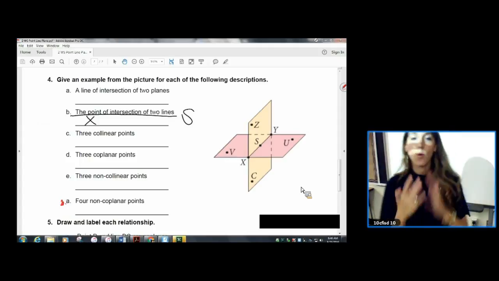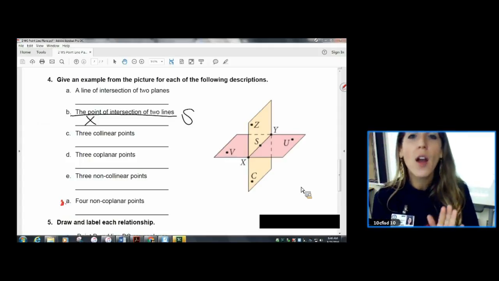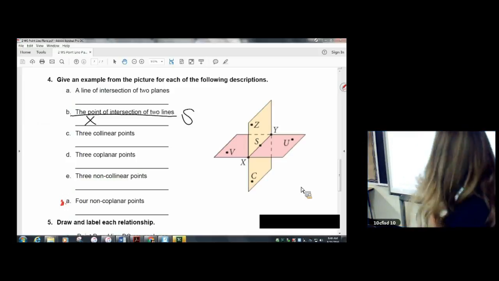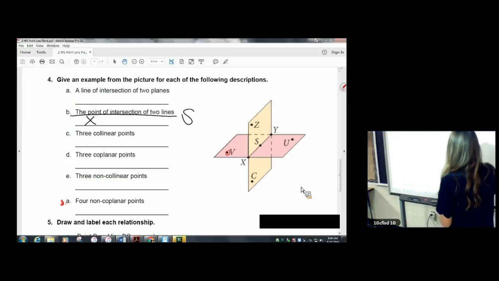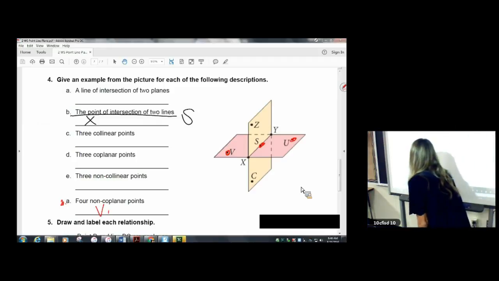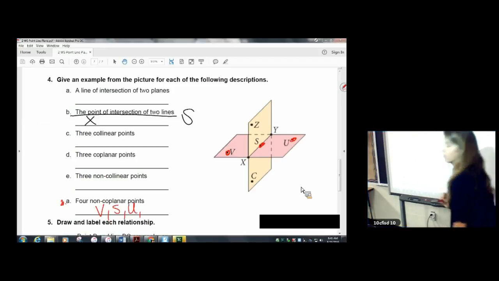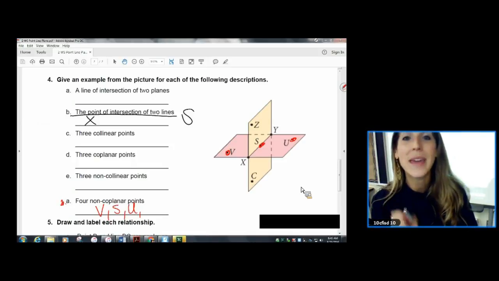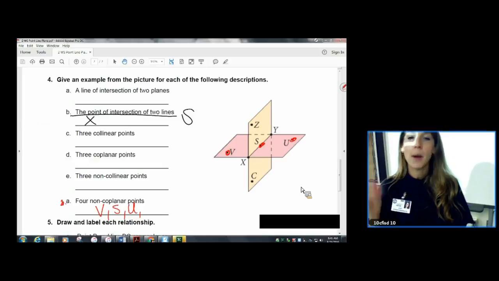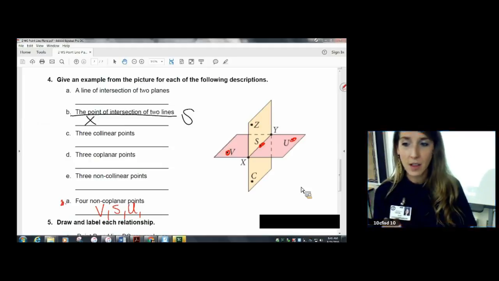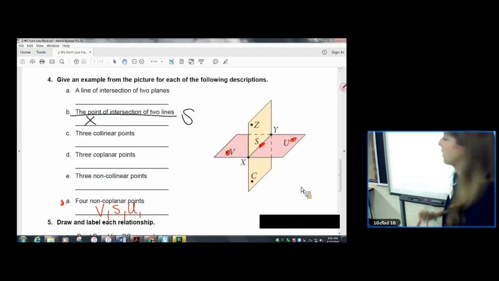So I want 4 points, and I want to make sure not all 4 are in the same plane. So there's kind of a strategy to this. I'm going to pick 3 points in the same plane. V, S, U. V, S, and U have something in common. They are all in the pink plane. Now I'm going to purposely pick a point that is not in the same plane as them. I'm going to pick a point in the yellow plane that's not in the pink plane.